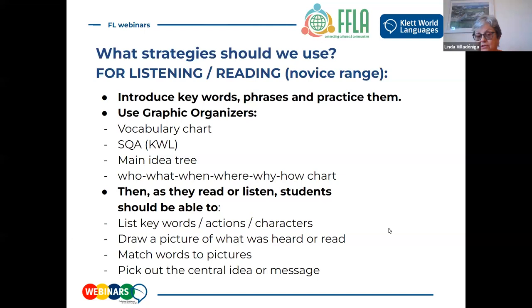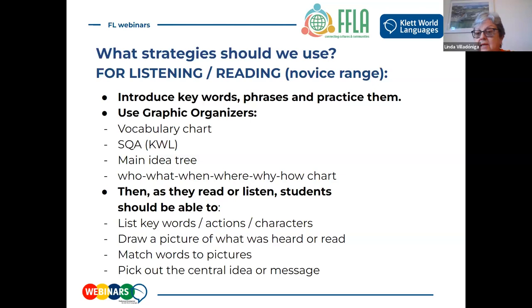A KWL or SQA chart accesses their knowledge about a topic. That way they have their mindset on what they're going to be listening to or reading about. The K is what they know, the W is what they want to learn, and the L is what they learned after reading or hearing. And SQA is the same thing: lo que sé, lo que quiero aprender, y lo que aprendí.